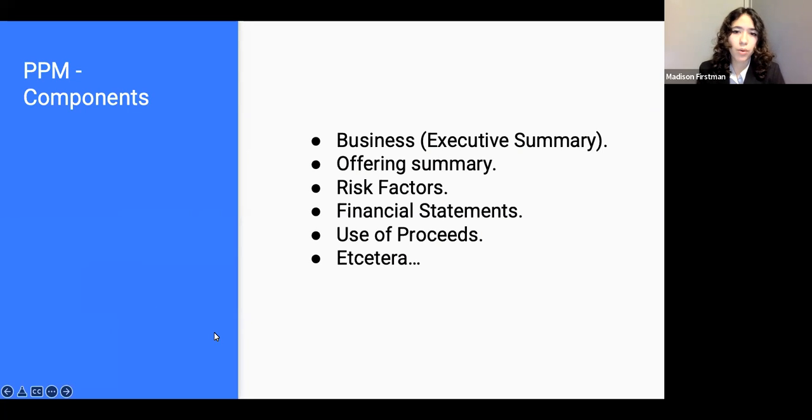There are several components, as we mentioned, to the PPM, such as the business executive summary, offering summary, risk factors, financial statements, and use of proceeds. All of these sections contain some of the detailed descriptions that I just mentioned. So it gives an overview of the business, talks about the financial data of the business, and what it intends to use the private placement offering proceeds for, which generally is to fund capital expenditures and the day-to-day operations of the business.